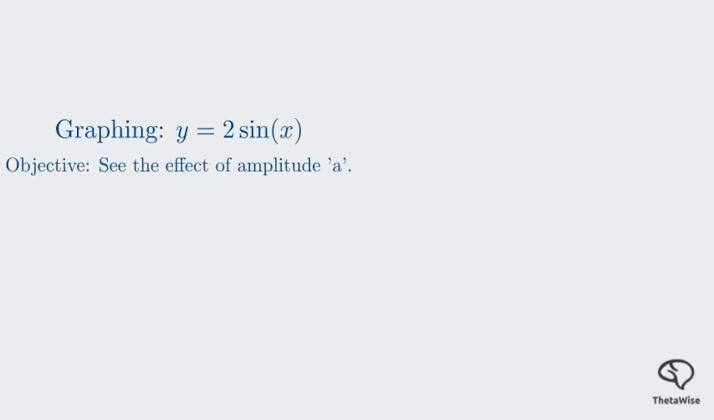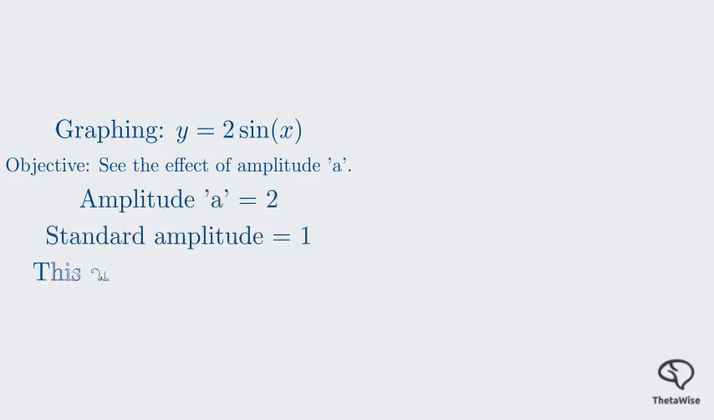Now that we understand the standard sine graph, y equals sine x, let's investigate how the parameter a, the amplitude, influences it. We will look at the graph of y equals 2 sine x. Here the parameter a is 2. What does this a value of 2 do to our standard sine wave? The text tells us the amplitude is doubled.